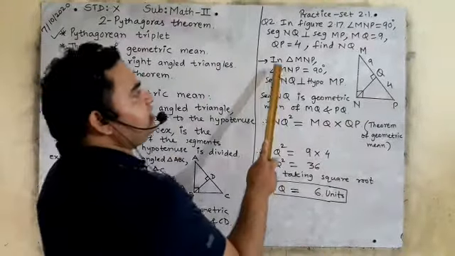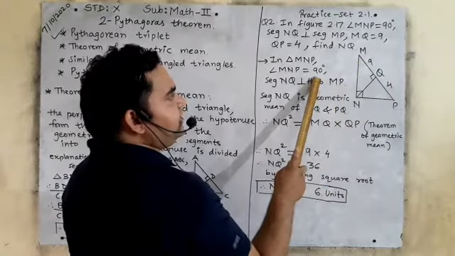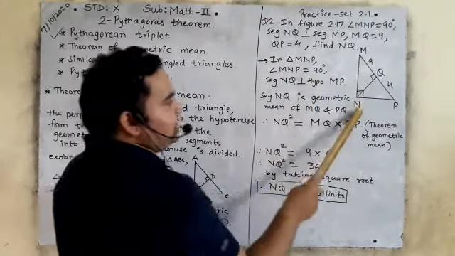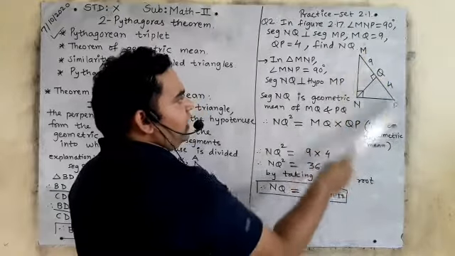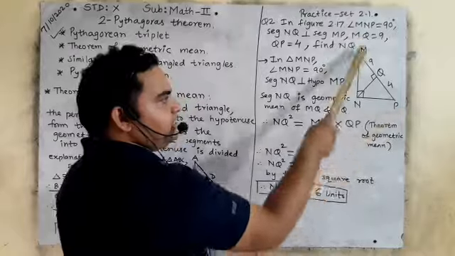So now we will write in triangle MNP. Angle MNP is 90 degrees, given in the question. Segment NQ is perpendicular on hypotenuse MP.